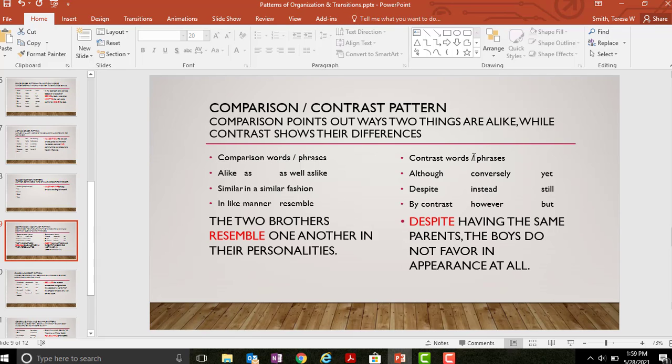Some signal words that contrast is being used: although, despite, conversely, yet, instead. In our example sentence, despite having the same parents, the boys do not favor in appearance at all.